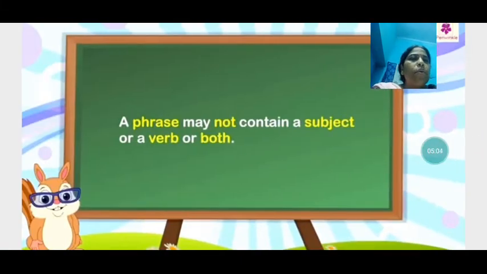Let us understand more. A phrase may not contain a subject or a verb or both. A sentence is made up of a subject and a predicate, and the predicate part contains the verb. But in a phrase, it may contain a subject, or it may not contain a subject. There can be a verb, or it might be without the subject or the verb.